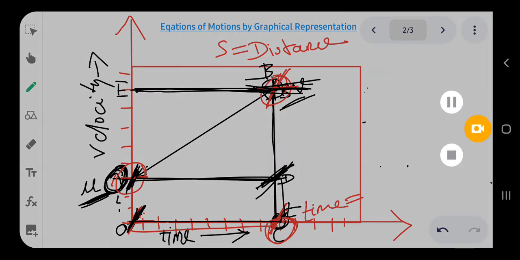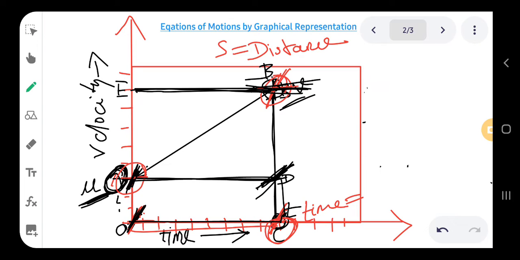So how to find out the rectangle area? Length into breadth. Rectangular area is length into breadth. So can I write OA into OC? Yes, OA into OC is the rectangular area plus the triangular area. What is the triangular area? Half into base into height. Half into base, where base is our AD, and height is our BD.